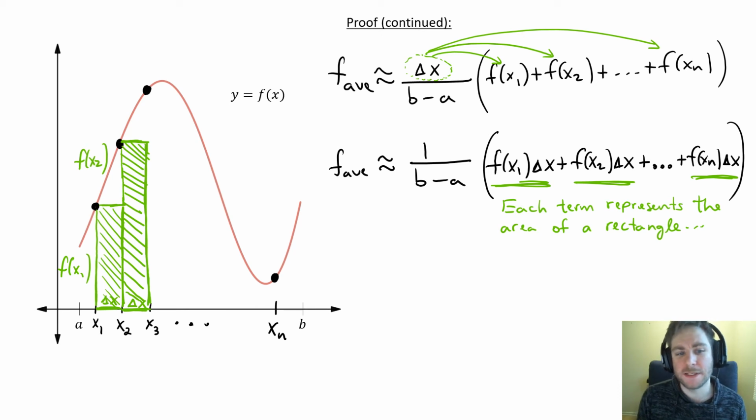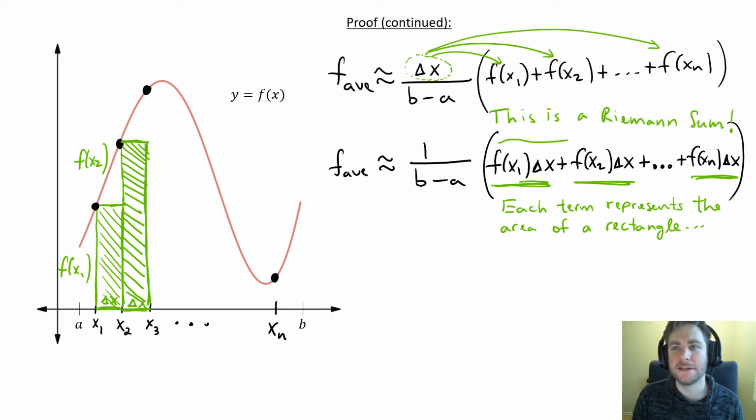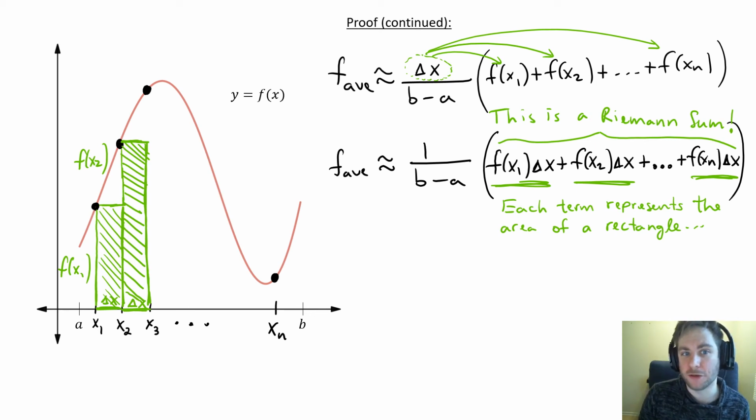And so it's fair to say that each of the terms being added together here represents the area of a rectangle. In fact, what we're seeing here is an example of a Riemann sum, which is a way to approximate the area under the curve by adding together the areas of rectangles. That is a concept that you should be familiar with from your first calculus course.